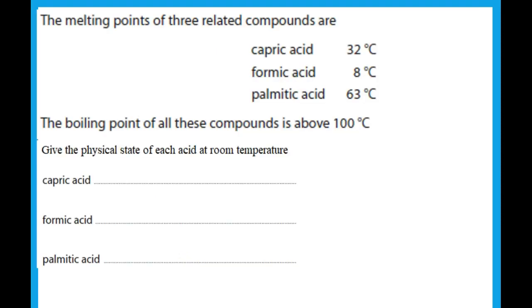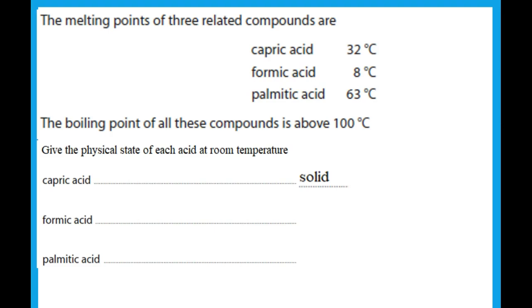Now the next question, okay, these are the same melting point and boiling point, and he's saying give the physical state of each acid at room temperature. So capric acid, its melting point is 32, boiling point is above 100, and that means at room temperature it is... Room temperature is about 20 or 25. It has not yet reached melting point yet, so it is a solid.